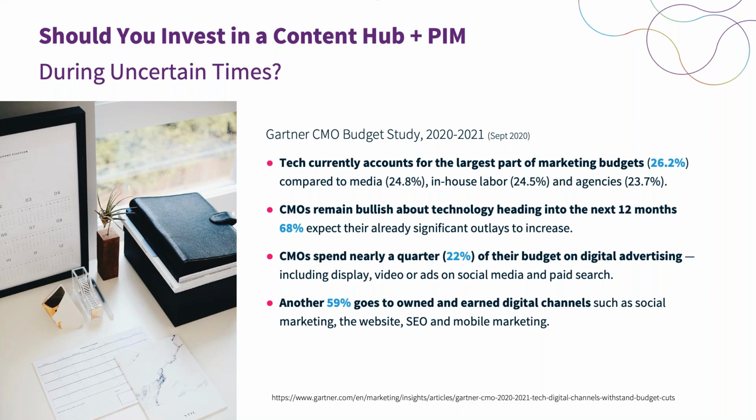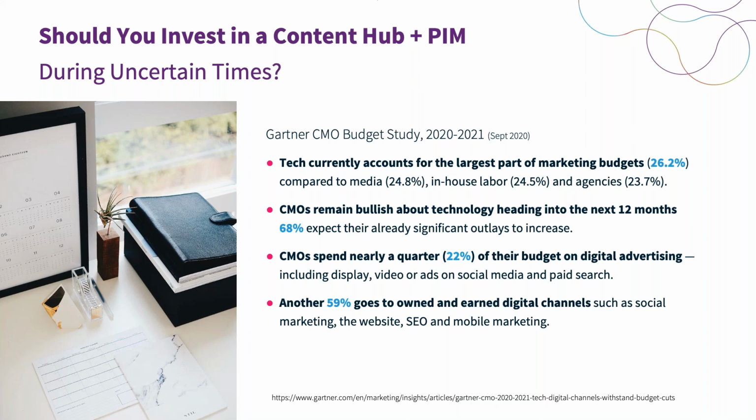And what they noticed is that tech for marketing accounts for nearly a quarter of the marketing budget, 26%. So they're continuing to spend money on tech to aid marketing. CMOs really remain bullish about their technology in the next 12 months and investing in additional technology. And CMOs spend nearly a quarter of their budget on digital advertising, including digital video, paid social, paid search, things of that nature. So if you're going to spend the money and put information out there, make sure it's correct, make sure it's accurate.